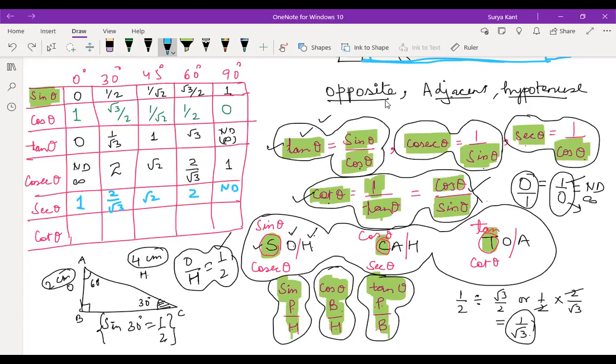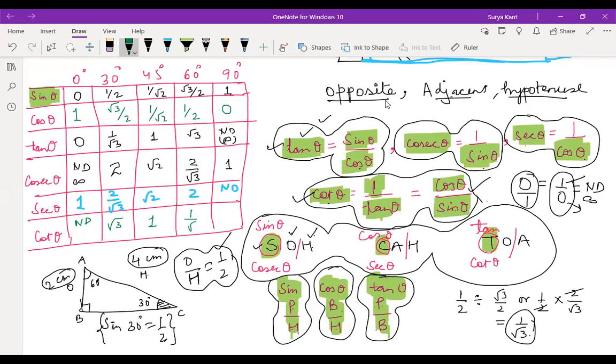Okay. Now cot theta. Anyone can try cot theta now. Yeah, try. Sir, the first one is not defined. Okay. Then sir, the second one is √3. Then sir, the third one is 1, sir. Okay. Next. The next one is √3/3.